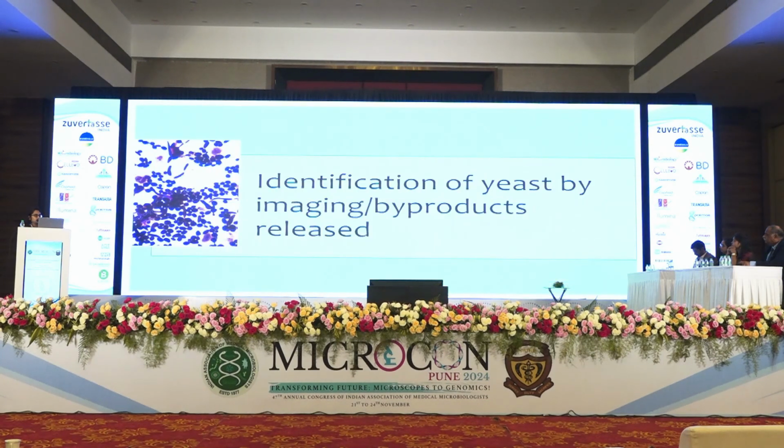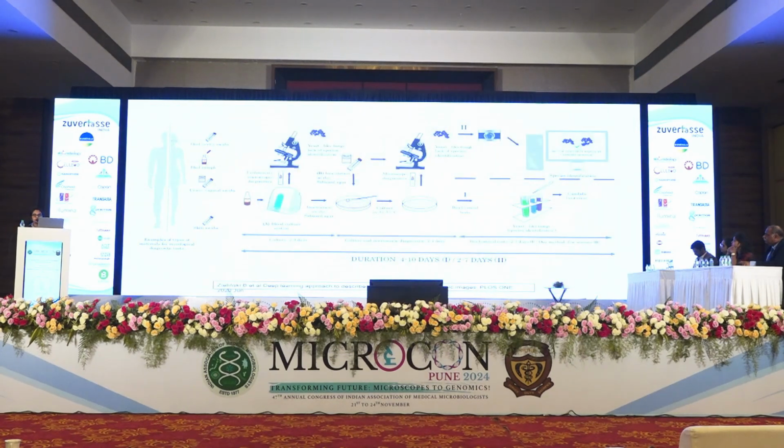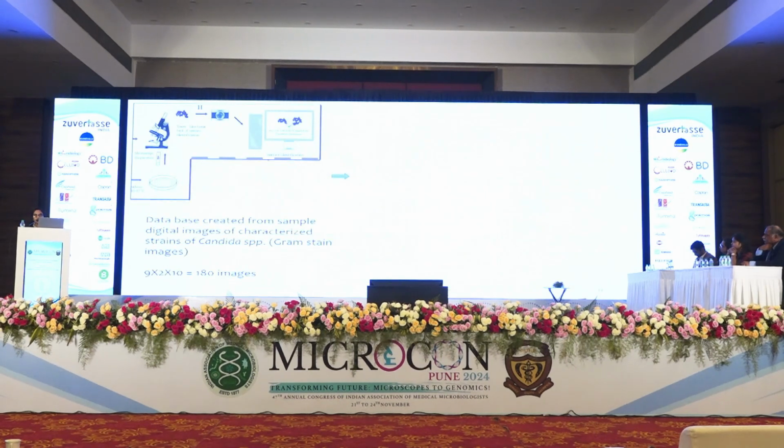Coming to the identification of yeast by imaging and the byproducts that are released, we all know that the conventional methods take time, at least 2 days, to grow the organism and identify it by either Vitek or other automated methods or biochemical tests. What can AI do? So AI can actually directly give you a species level identification based on a simple gram-stain image. I know it all sounds very not okay, because we as microbiologists want it to be confirmed till the sequencing level to call it a particular fungus.